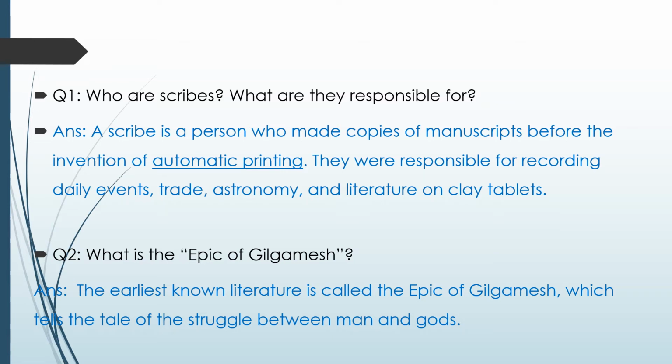What is the Epic of Gilgamesh? The earliest known literature is called the Epic of Gilgamesh, which tells the tale of the struggle between man and gods. So the literature called Epic of Gilgamesh was the earliest known literature that we as human beings know, and it tells us the story about the struggle between men and gods.